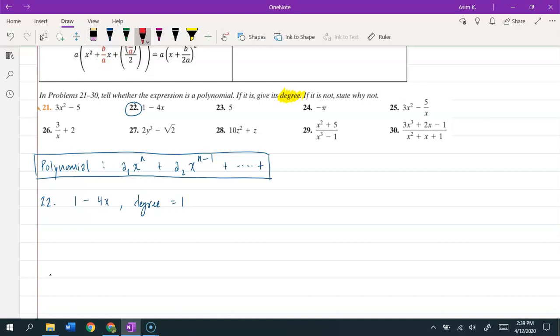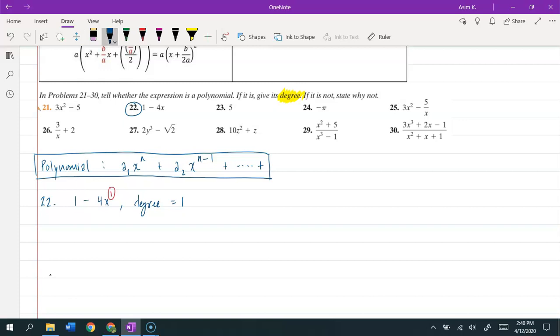And the way that we tell the degree on a polynomial is we look at the highest power of the x that's there. And because there's only one x there and the exponent on the x is a 1, this is a first degree polynomial that you're looking at right here. Okay, let's try another one.